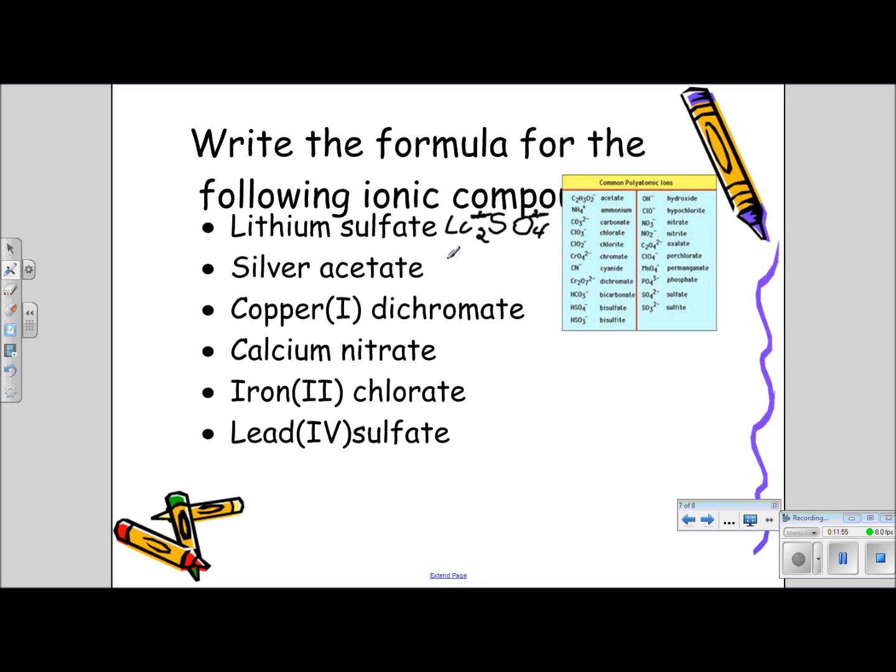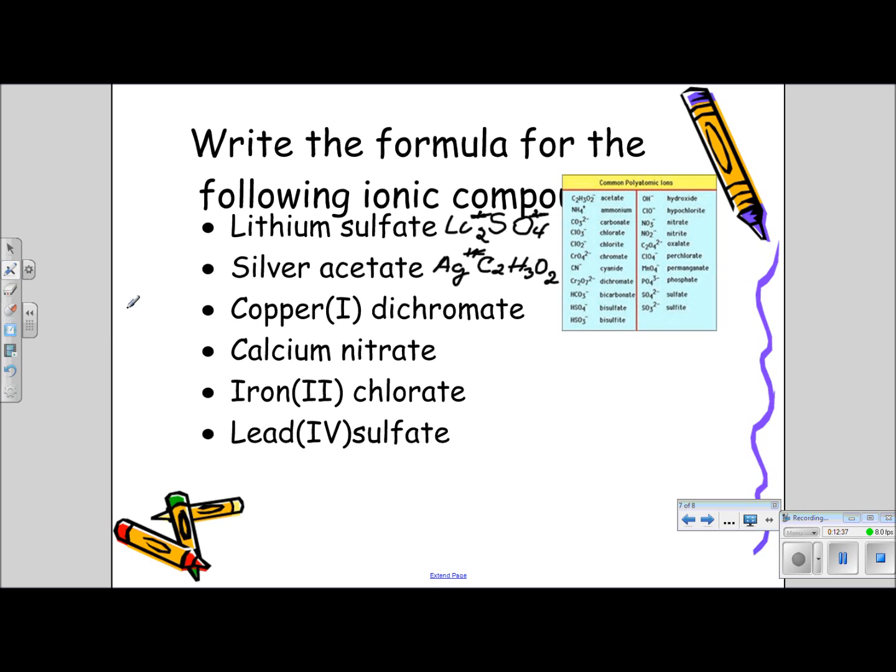Silver. Remember, silver is one of those exceptions that although it is a transition metal, it is always +1. It doesn't have multiple charges. So it is Ag, the charge is +1, or 1 plus. And acetate, look up acetate, it is C2H3O2 negative. A -1 and a +1 cancel out, therefore the formula is AgC2H3O2.